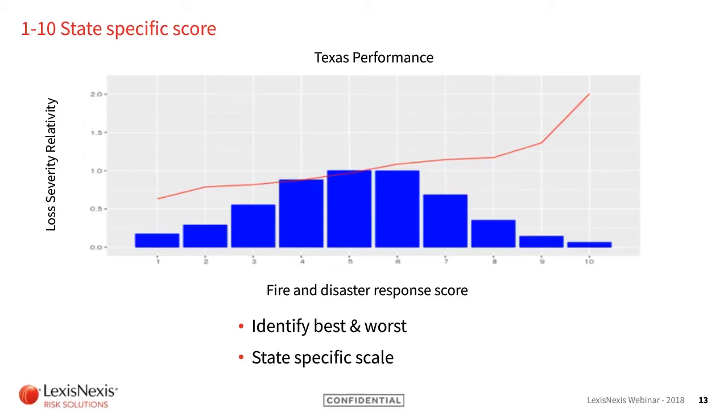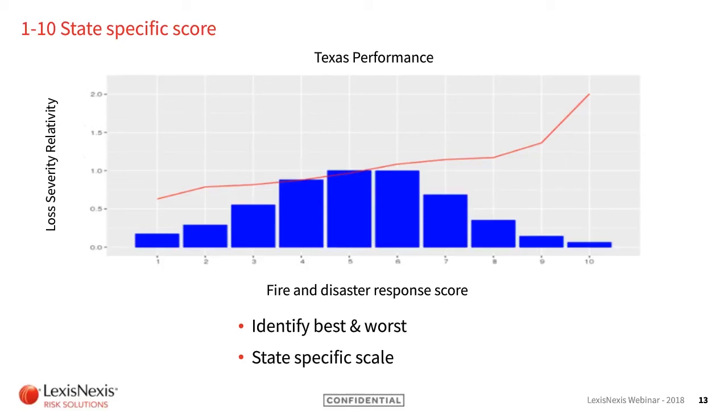Your y-axis here is similar to before. It's loss severity relativity, with the one exception being that in addition to our control score, we are now including an adjustment so that it's Texas losses. This is important just to guarantee that the distribution is good, this nice bell curve. Those blue bars represent how many policies are in each bin, each fire, disaster, and response score.